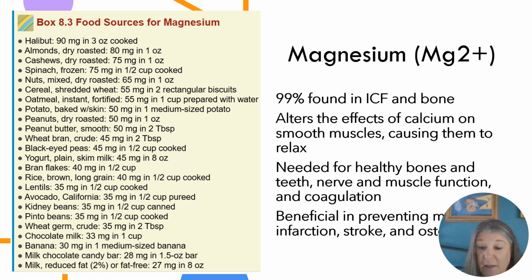So we take mag at night to help fall asleep. We take mag to help with muscle cramping. So magnesium helps that smooth muscle relax, all right? We need it. It's part of healthy bones, teeth, nerve and muscle function, and coagulation. It helps prevent myocardial infarction, stroke, any of our bone problems. So it's really, really important to good health.